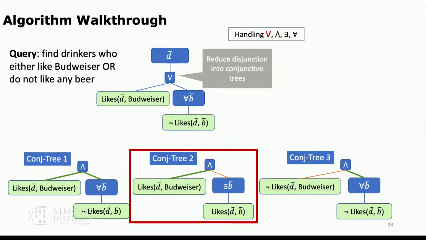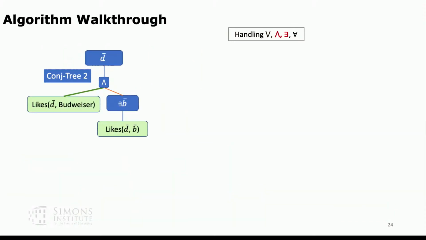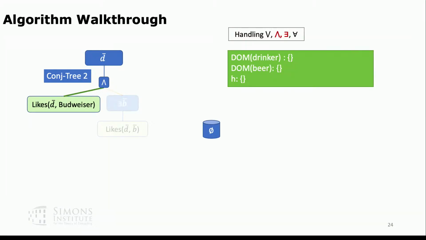Let's proceed with the middle one here. This is the simple one. It has a conjunction and they are exists, so you consider all branches. You start with an empty mapping. I am keeping track of the domains of all these variables, and also of the homomorphisms, the mapping from the query variables to our C instance variables. First, I have D for drinker, so I am introducing a new variable D1 here. The domain of beer is already given, so this is Budweiser. And my first homomorphism is D to D1.